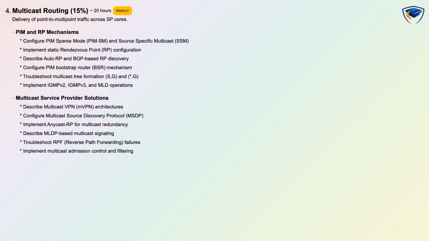You will practice troubleshooting multicast tree formation for both S,G and star,G joins, implement IGMPv2, IGMPv3, and MLD operations, and learn multicast service provider solutions including MVPN architectures, MSTP, Anycast RP for redundancy, MLDP signaling concepts, RPF troubleshooting, and multicast admission control and filtering.